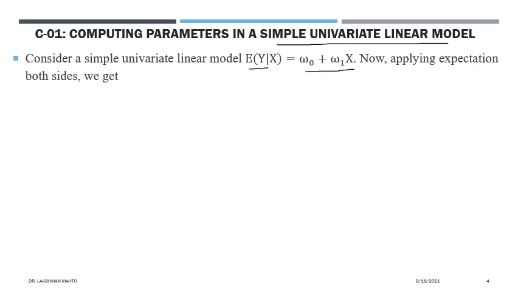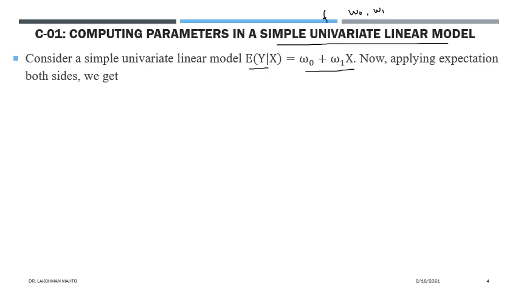Simply we can say that it is a linear model. Why? Because we have taken a linear structure. The function is defined by omega naught and omega 1. So f is characterized by omega naught and omega 1.